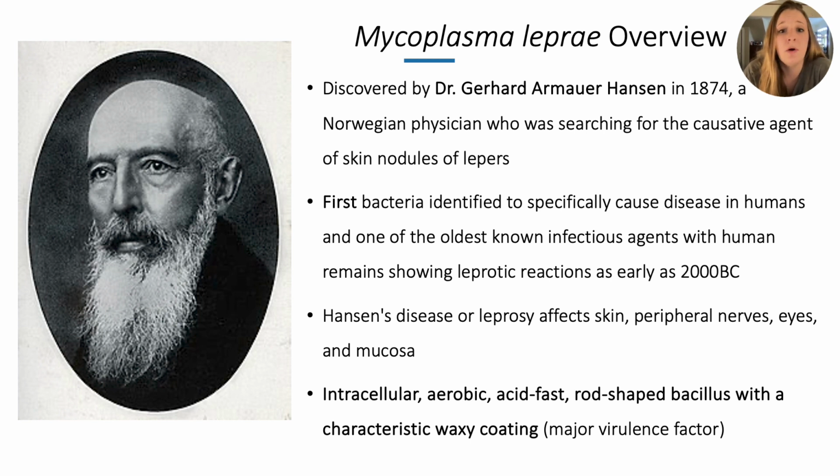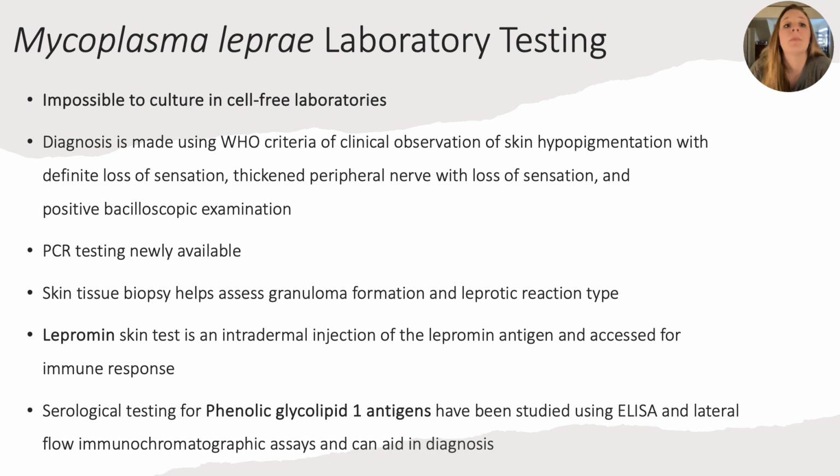Hansen's disease, or leprosy, generally just affects the skin, peripheral nerves, eyes, and mucosa. It is an intracellular, aerobic, acid-fast, rod-shaped bacillus with a characteristic waxy coating. This waxy coating is extremely important because it is a major virulence factor. Laboratory testing for this is impossible to culture regularly in cell-free laboratories because it is intracellular and very dependent on such conditions.